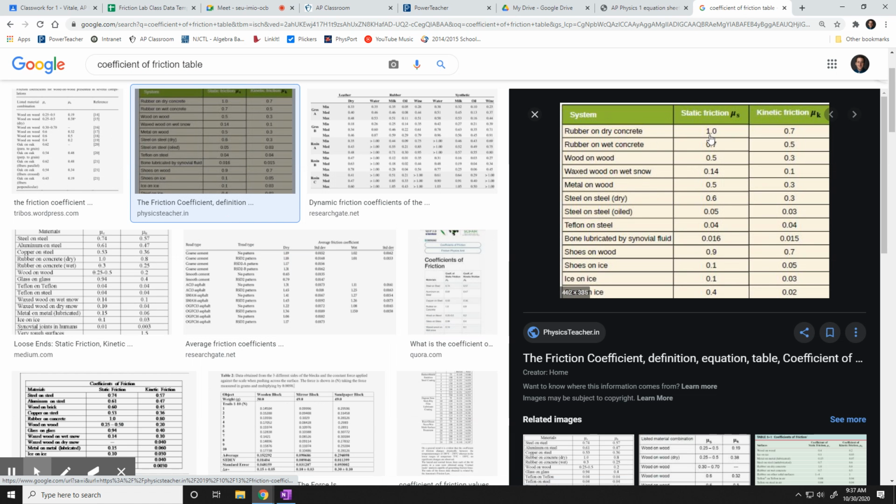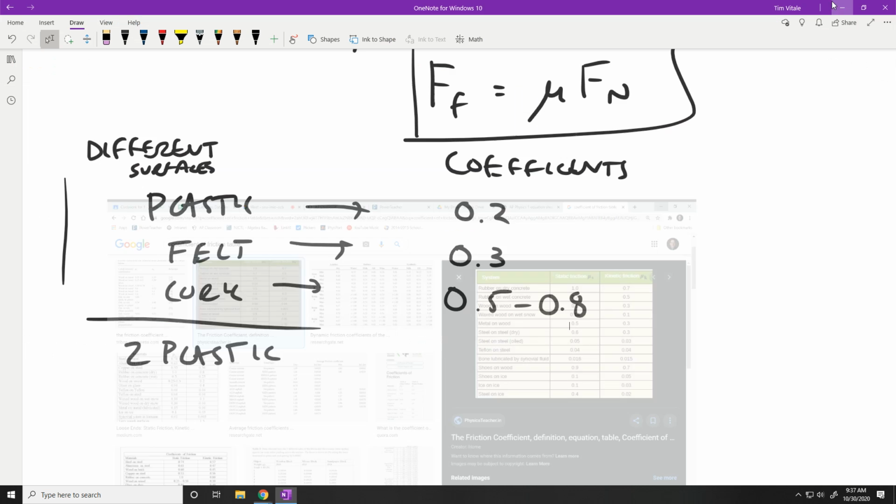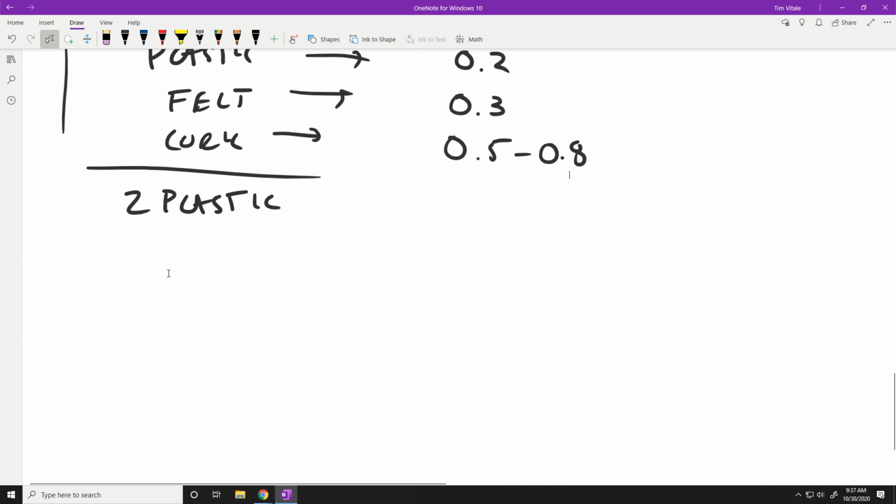So rubber on dry concrete would be 1 for static friction. Steel on steel is 0.6 for static, or shoes on ice is 0.05 for kinetic. So that's why it's so low. That's why you slip really easily. You guys can just look at that on your own time, but that's just an example of what's going on with that. And then the final thing is plastic.